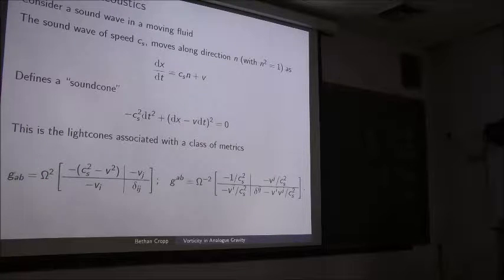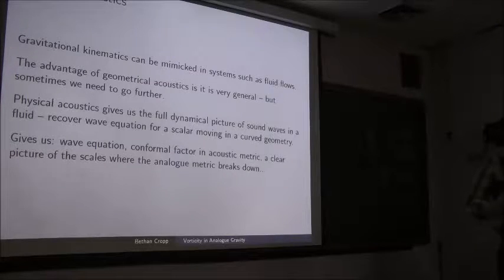Now, the thing to note here is that even though we started with Galilean relativity, if you set this velocity to zero, you're going to have minus c_s squared, 1, 1, 1 down here. So you've got a Lorentzian metric. And that just comes about because we put in a limiting speed, which happens to be the speed of sound. So this approach is very general. I mean, you can do Galilean relativity on everything, and you can come up with something like this.